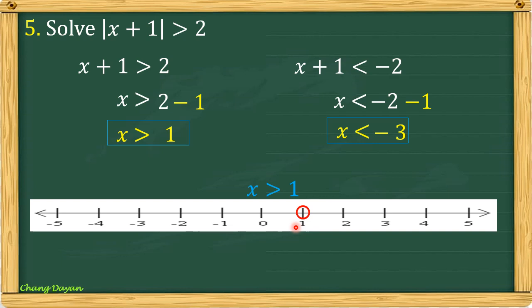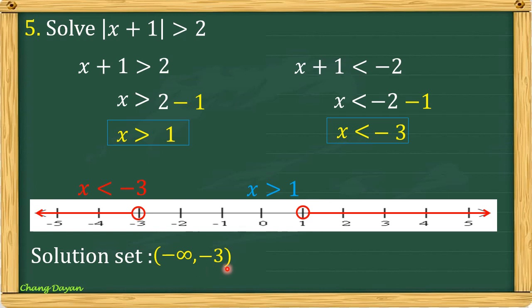x greater than 1. Our arrow must be going to the right. Next is x less than negative 3. Plot the point first. And then, since it is less than negative 3, all the numbers from negative 3 going less. Therefore, the solution set is negative infinity to negative 3, and 1 and positive infinity, or from 1 pataas.